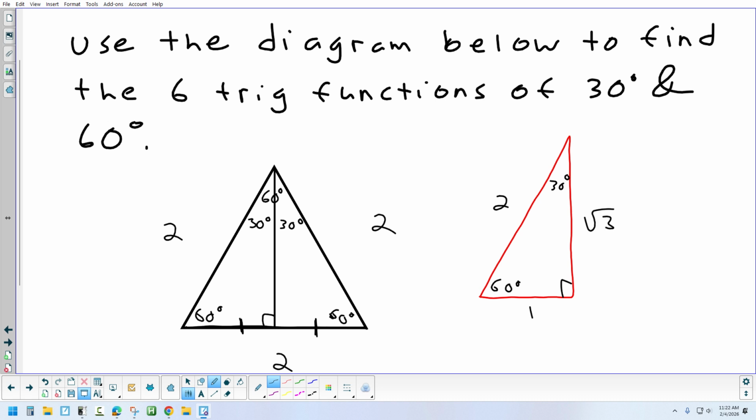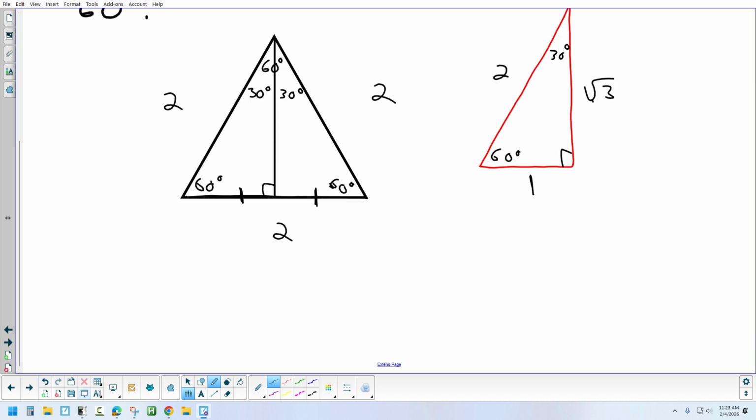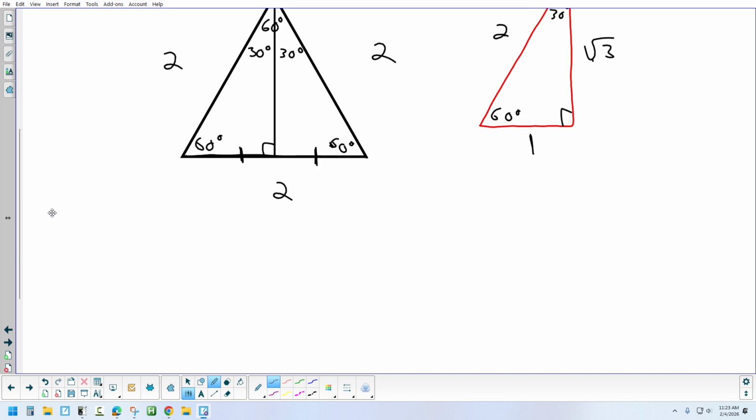Because now if you square this, you get 1. If you square that, you get 3. 1 plus 3 is 4. Take the square root. 2. Okay, so that's the hard part. Now we've got the diagram. We can figure out all the trig functions for 30 and for 60. All right, so let's write them down.